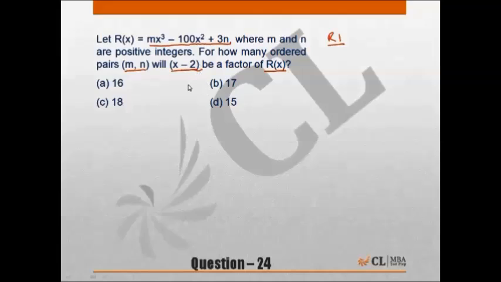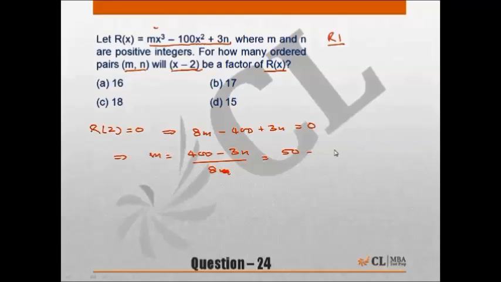Since x minus 2 is a factor of R(x), that means R(2) should be equal to 0. Putting x equal to 2 in this particular equation, we get 8m minus 400 plus 3n should be equal to 0, which implies m will be equal to (400 minus 3n) upon 8, which is equal to 50 minus 3 by 8 into n.